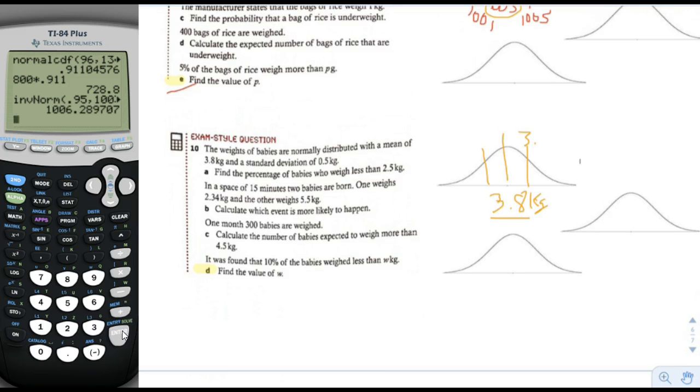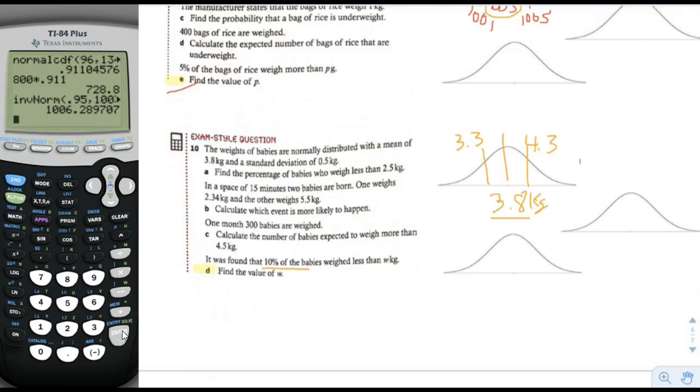So 3.8 plus 0.5 is 4.3. Is that right? Yeah. So this one's 4.3. This one's 3.8 minus 0.5, which is 3.3. Okay, all kilograms. All right, that's our drawing. It was found that 10% of the babies weighed less than W. Find the value of W.